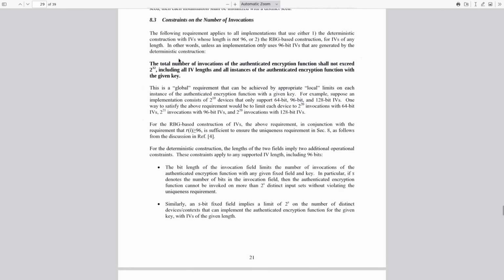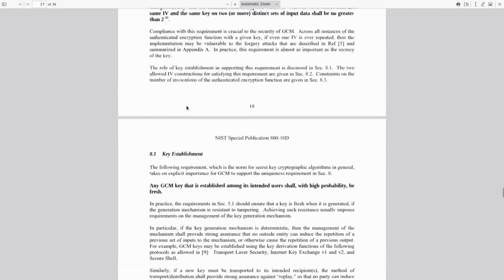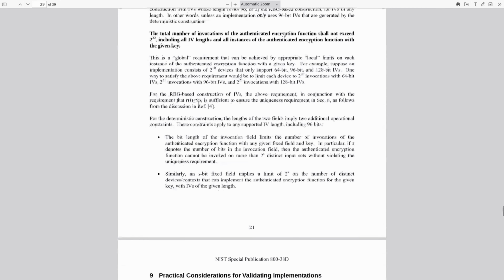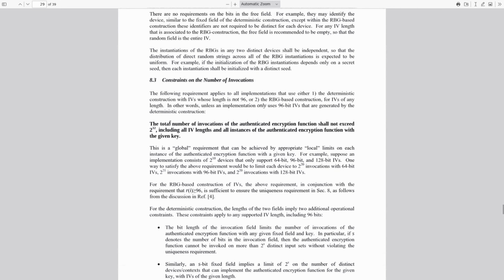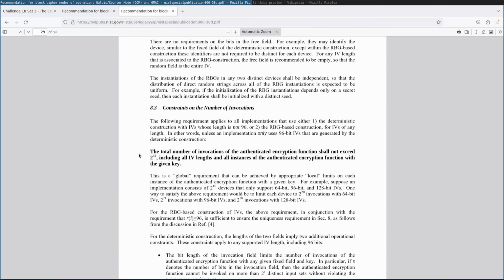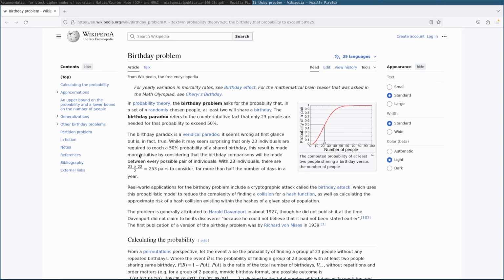Now, mindful of the constraint that we've specified up here, we are going to place a limit on the number of invocations of the authenticated encryption function in order to keep our probability of nonce collisions at a manageable level. So we say that we can generate no more than 2 to the 32 nonces of 96 bits or more. And there's an acknowledgement here explicitly that this is sufficient to ensure the uniqueness requirement. But how can we determine that? Great question. I'm glad you asked.